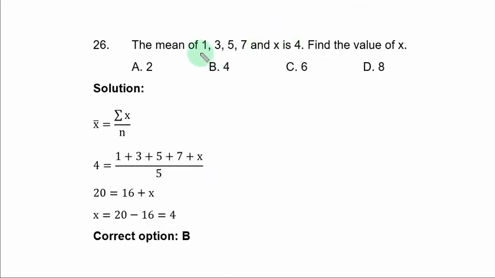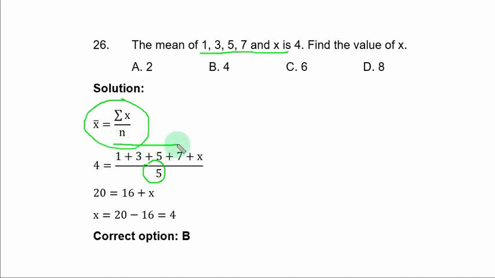26. The mean of 1, 3, 5, 7 and S is 4. Find the value of S. Here you have ungrouped data and the mean is computed using this. Mean x bar is equal to the sum of the data points over the number of times the data occur. So the mean is 4. Summation means you add 1 plus 3 plus 5 plus 7 plus S, over 5. 5 times 4, 20.